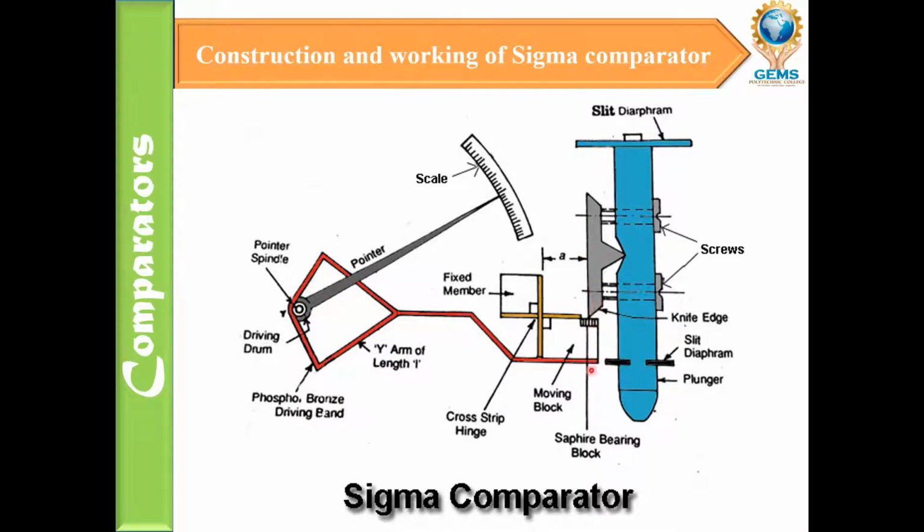This is a spear bearing block. And then the fixed member is here. The fixed member is constant, so it will not move. The movable member is moving, so there is a deflection here. Automatically, the pointer, which is attached to the phosphorus bronze driving band, will move and show a reading.